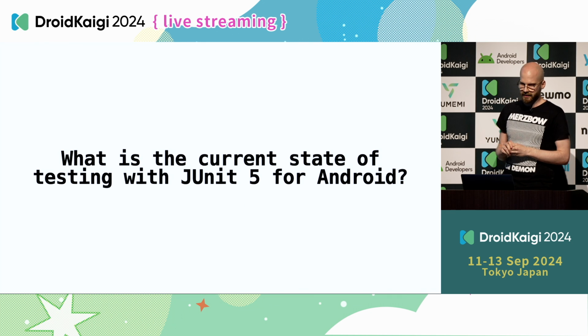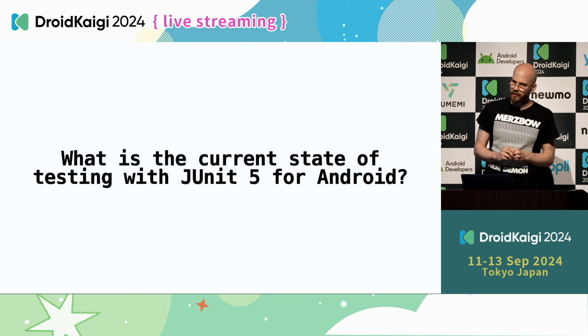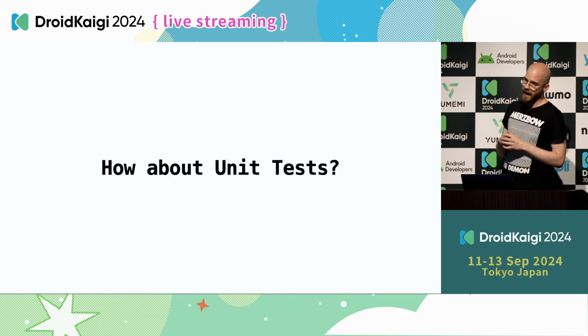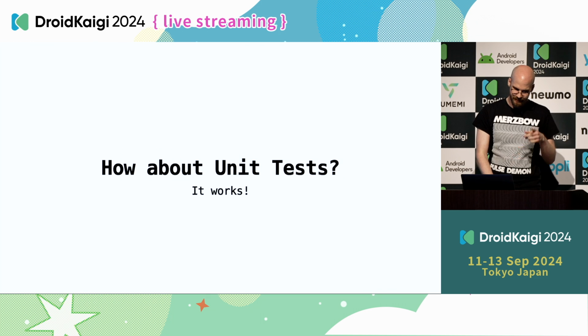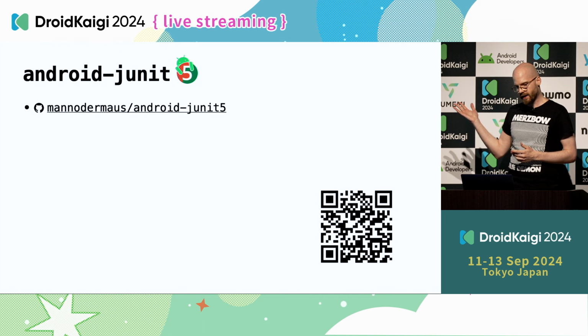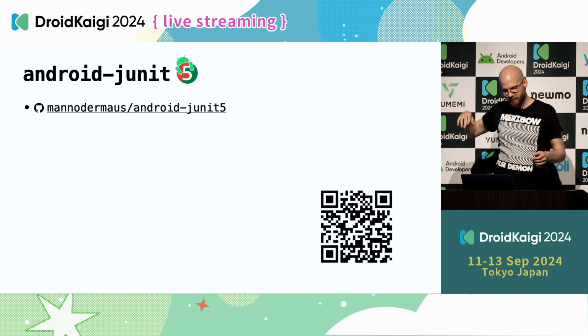My goal today is to show you the current state of testing with JUnit 5 for Android. And I want to talk about different kinds of tests, one after the other, starting with this first one. How about unit tests? It works. This is Android JUnit 5. You can find it if you scan this QR code. It takes you to GitHub.